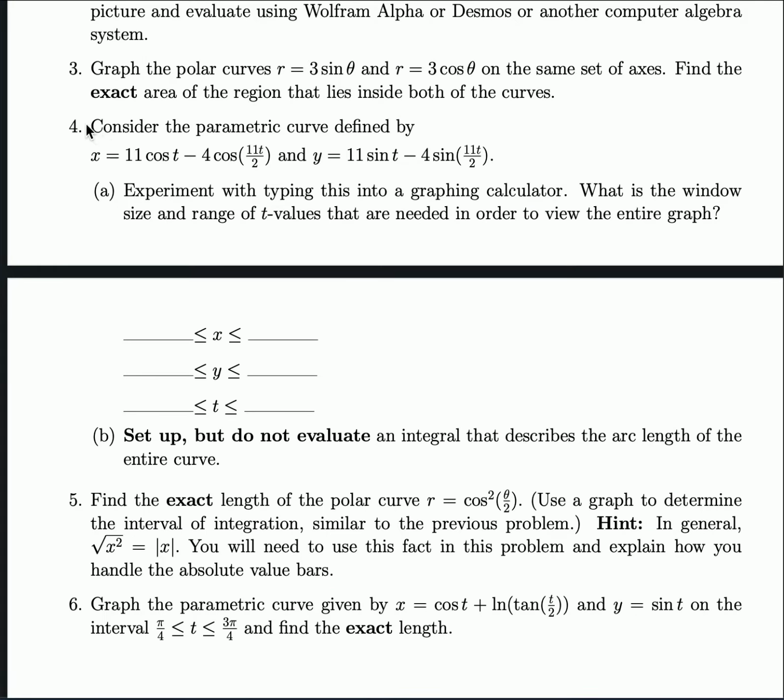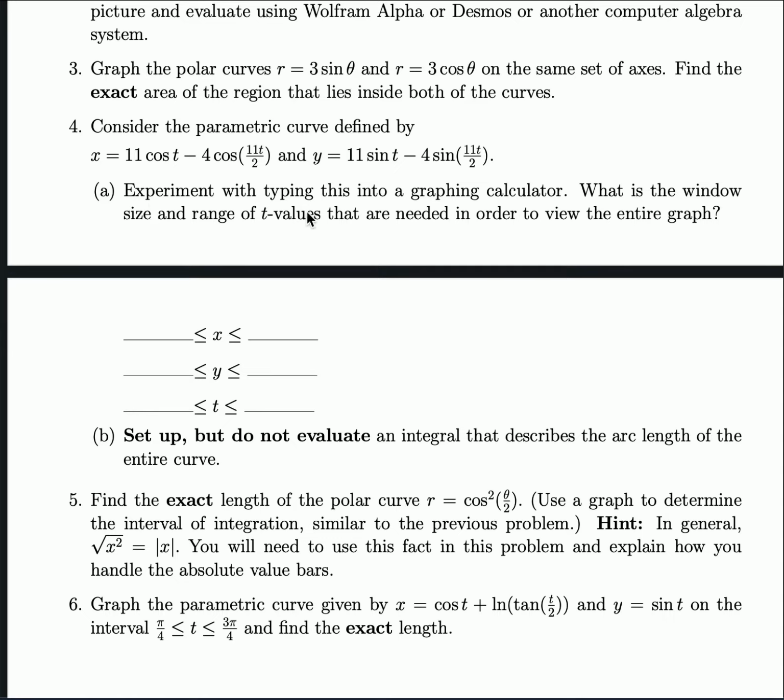Hello everyone. Today I'm going to solve the group project number 4's question. So x equals 11 cosine t, subtract 4 cosine 11t over 2, and y equals 11 sine t, subtract 4 sine 11t over 2.